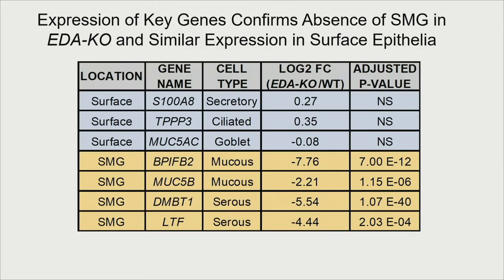If we drill down and look at expression of some key genes, this confirms the absence of submucosal glands in the EDA pigs, but similar expression in the surface epithelia. So in gray, I'm showing you expression of three key cell types in the surface and genes that are indicative of them: secretory, ciliated, and goblet cell. And what you can see in the surface epithelium, there's virtually no change. They look alike. Whereas down here in yellow, I am showing you the results of the submucosal gland. Now these are genes that code for the same proteins that I showed you in the proteomics for both mucus cells and serous cells. And what you can see is a significant decrease in the expression of those genes from the submucosal gland.